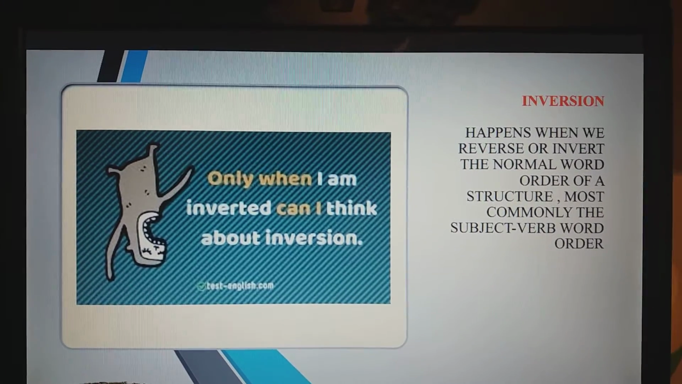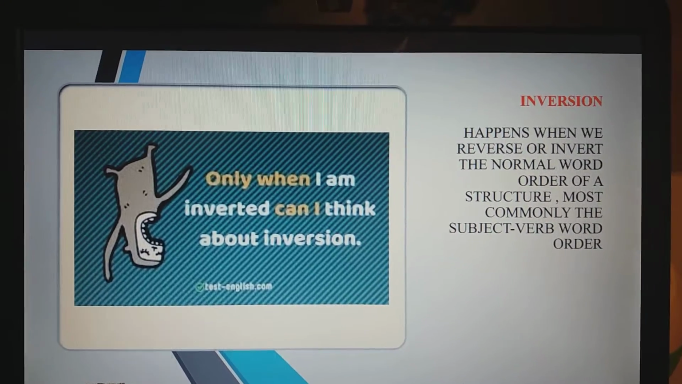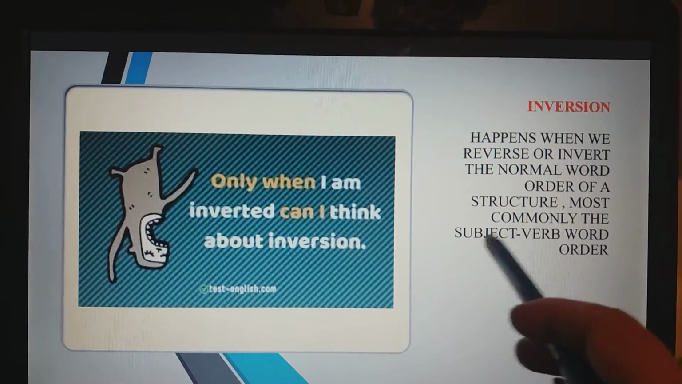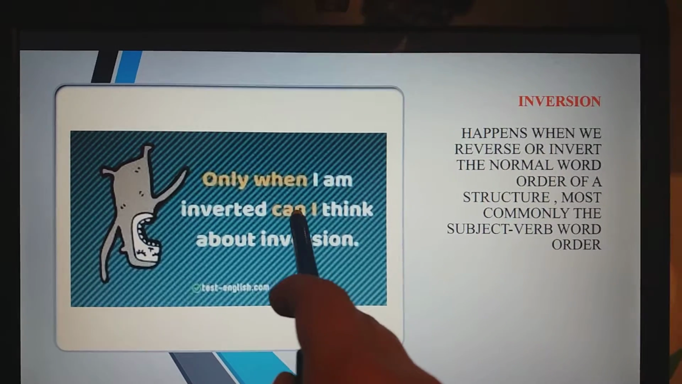Inversion happens when we reverse or invert the normal word order of a structure, most commonly the subject-verb word order.